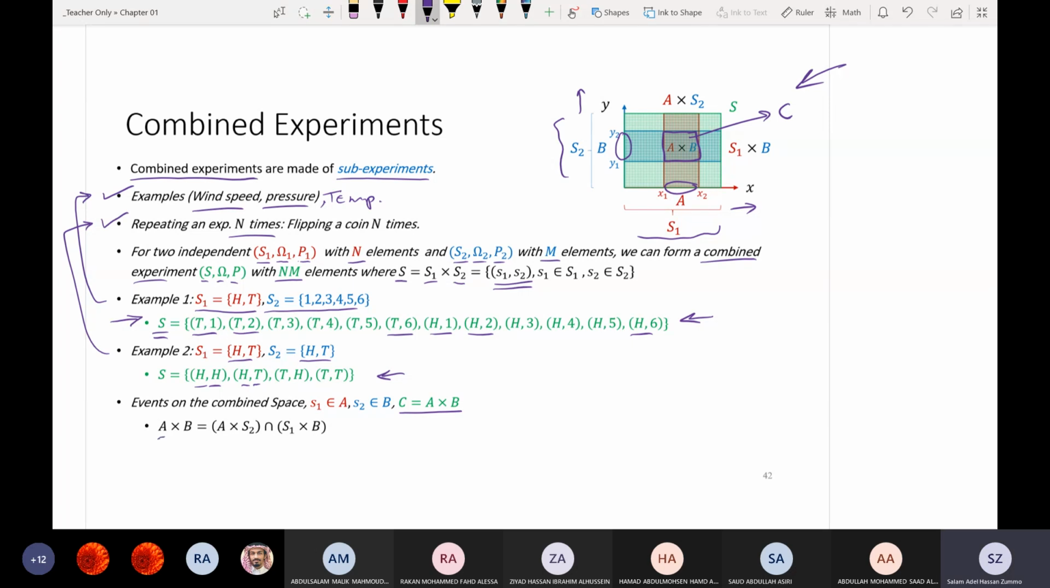Okay, so A product B or C will be basically the elements in A from S1, S2 intersect with the elements in B in S1.